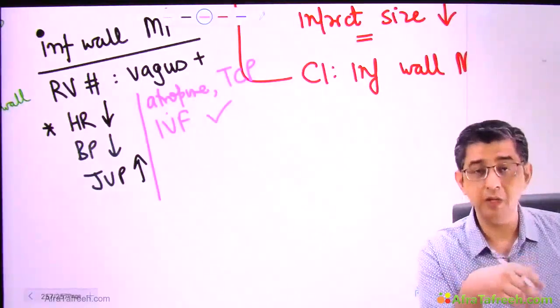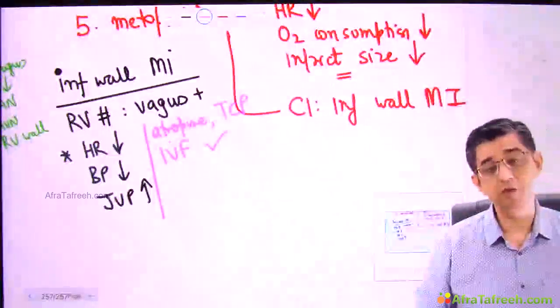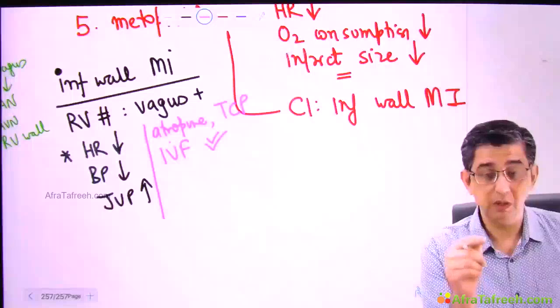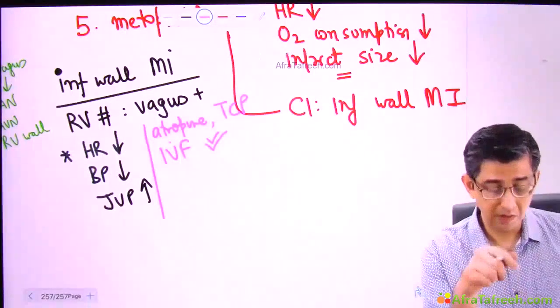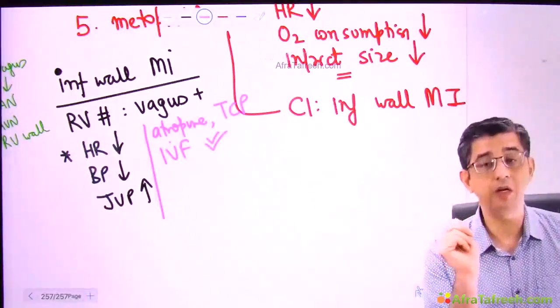But in inferior MI, there cannot be pulmonary edema. Why? Because the right ventricle is failing. So you are safe to give IV fluids. Guys, this is itself a question. Which MI can you give IV fluids? The answer is inferior MI. You cannot give IV fluids in anterior myocardial infarction.